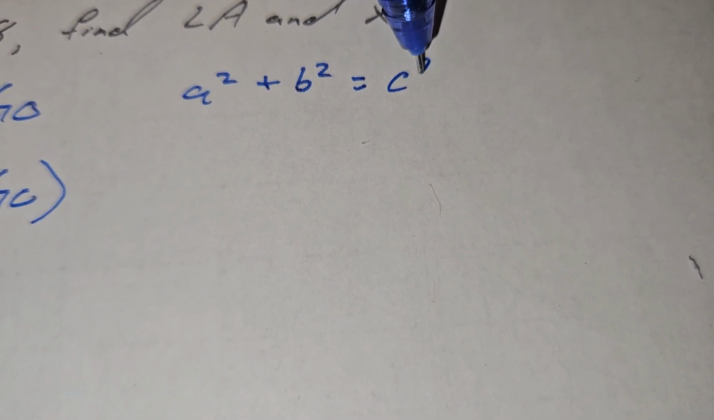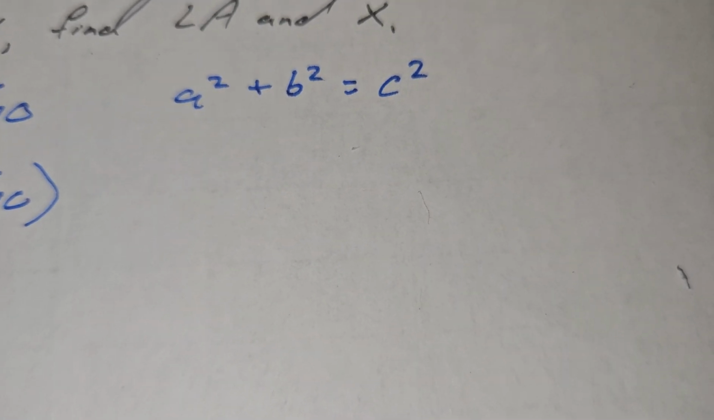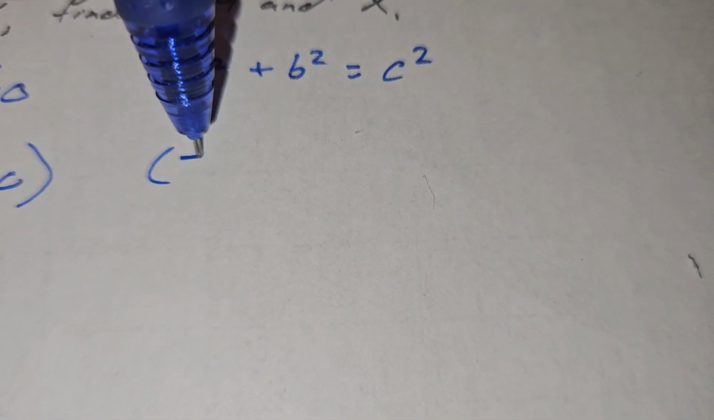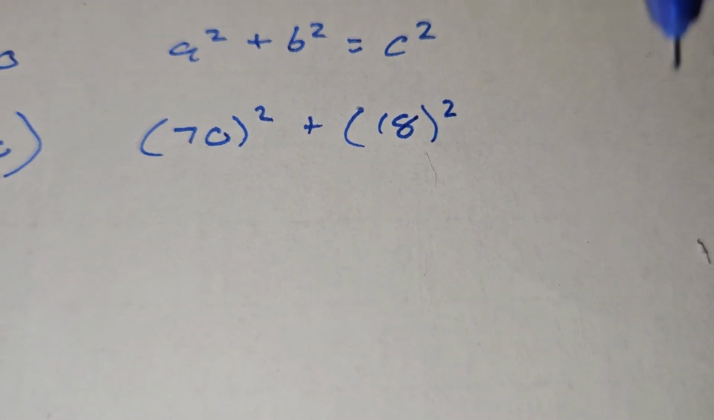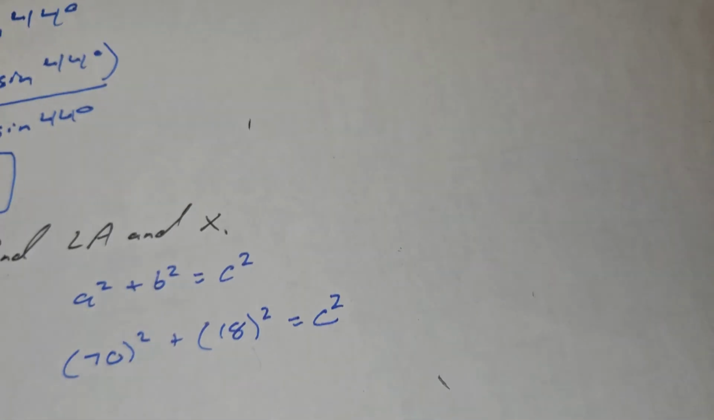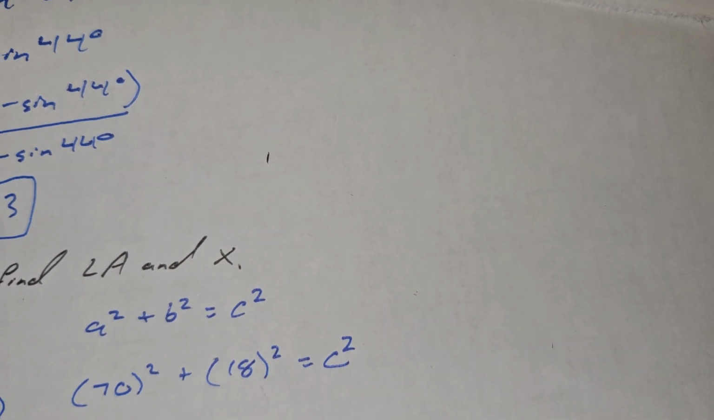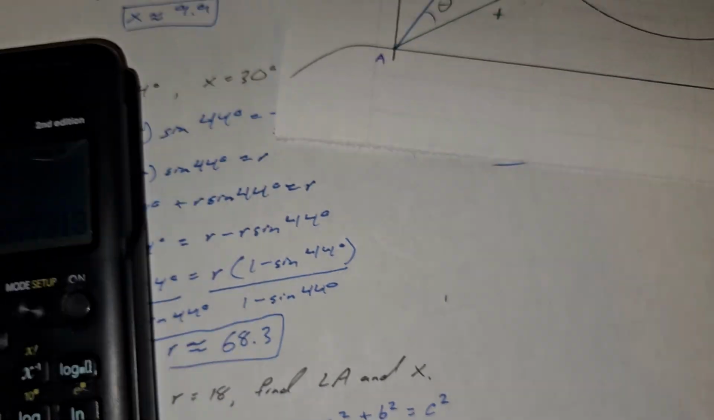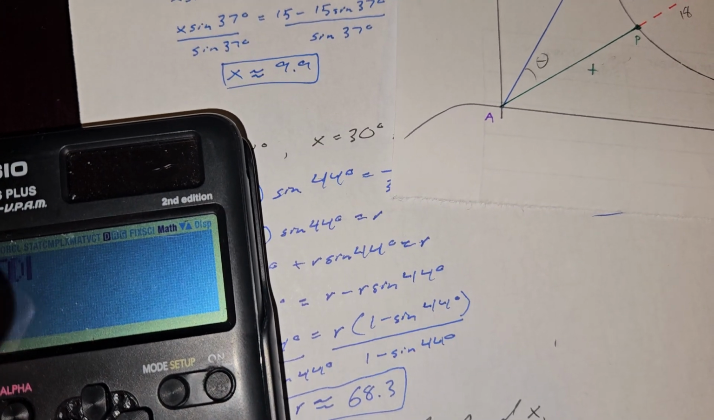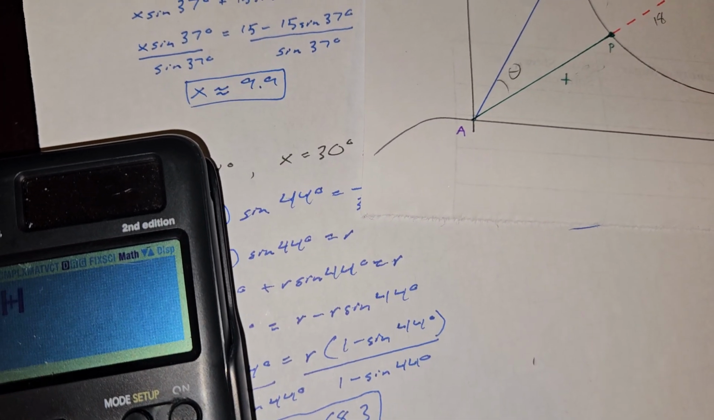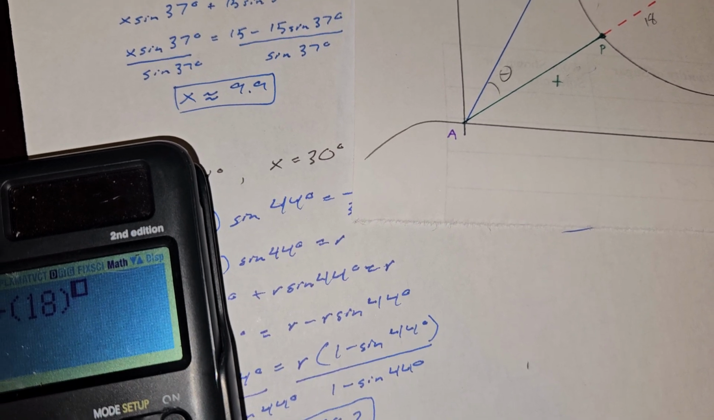That is a squared plus b squared is equal to c squared, right? Let's just plug in our values. Let's say a is 70, so 70 squared plus b squared, which is 18 squared, is equal to c squared. This is going to give us the whole hypotenuse. c is going to be the whole hypotenuse. We're going to have to subtract the radius from it, which is 18. So let's bust out the calculator and type in 70 squared plus 18 squared.